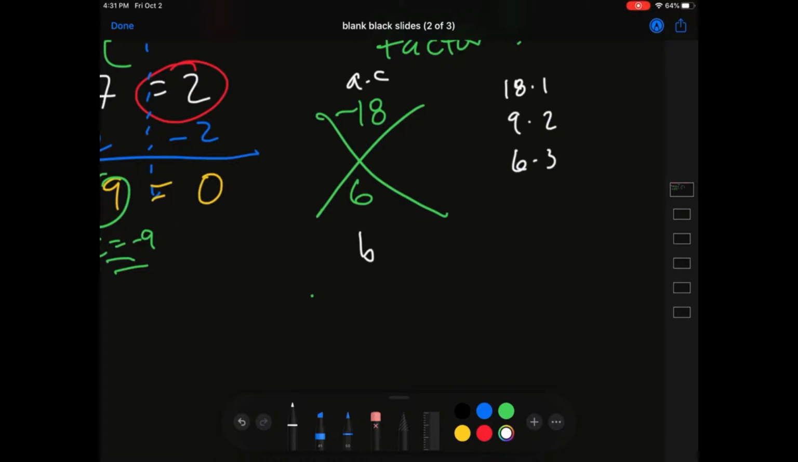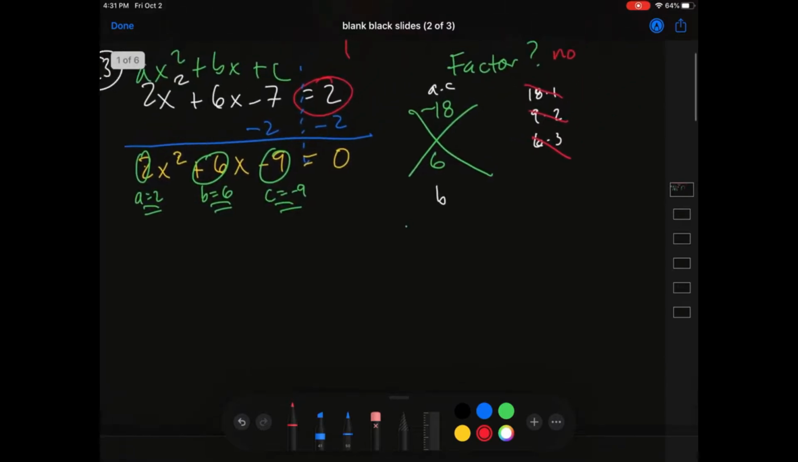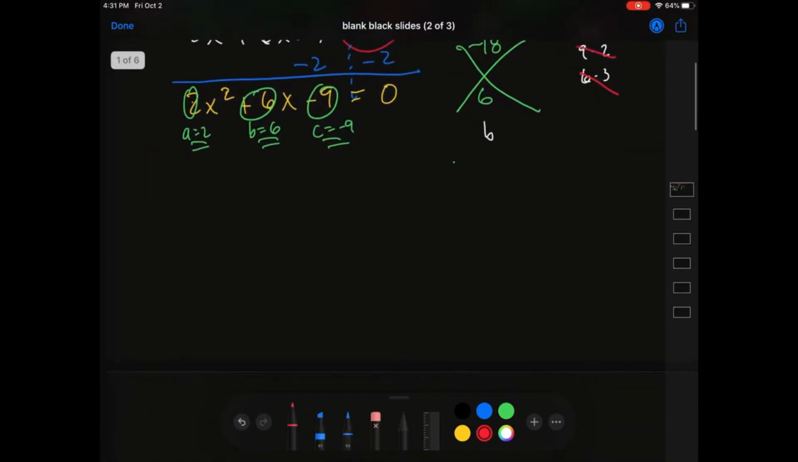Okay, let's see if any of these will give us one of those answers. Does any of those work? No, that would make 18, but if I add those, it won't equal 6. So is this factorable? The answer is no. I'm going to have to figure out a different method for doing this. So we're going to have to use either completing the square or the quadratic formula.